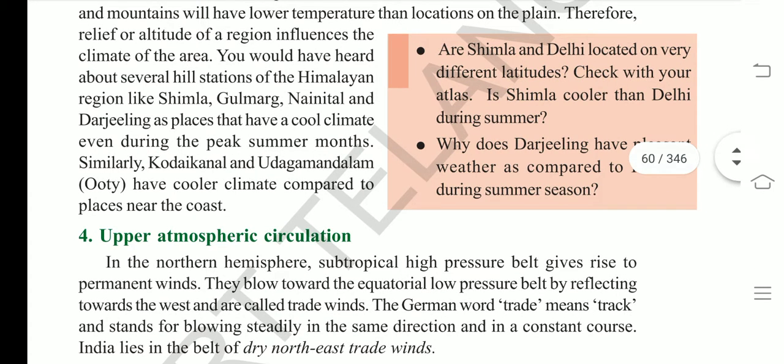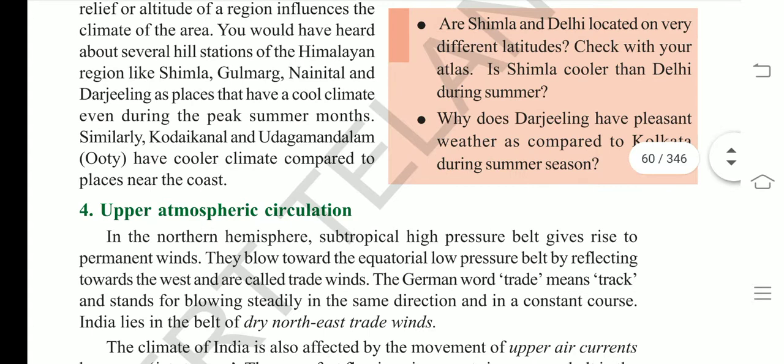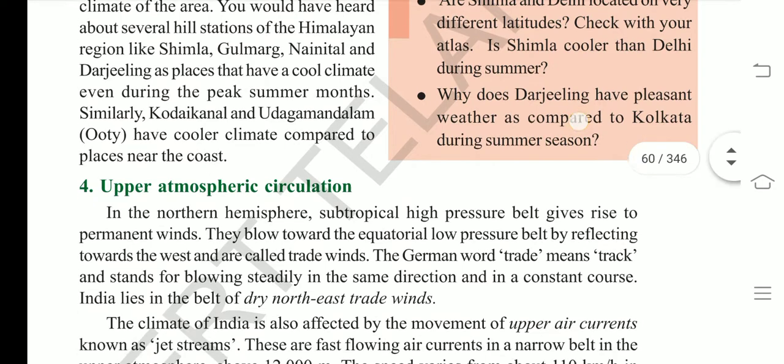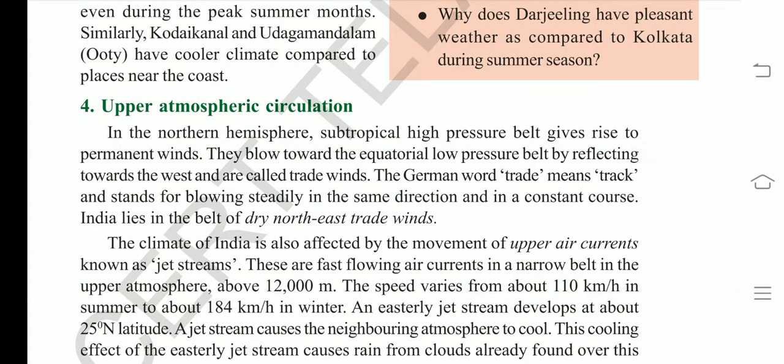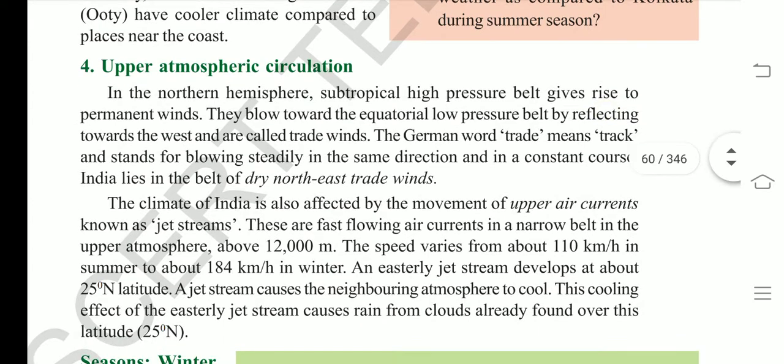Next, moving to one more factor which influences the climate of India, that is upper atmospheric circulation. Okay. These are very important. What is upper atmospheric circulation? Going back to ninth class atmosphere lesson, there you have seen different pressure belts across the globe, right? Equatorial low pressure belt at the equator. On both sides of the equator, we have seen the subtropical high pressure belt, right? So winds blow from one belt to another belt.